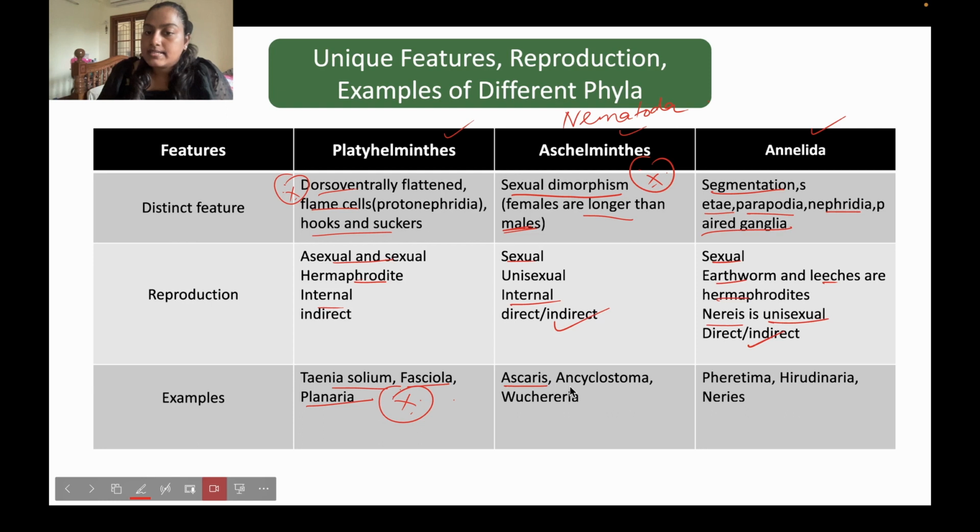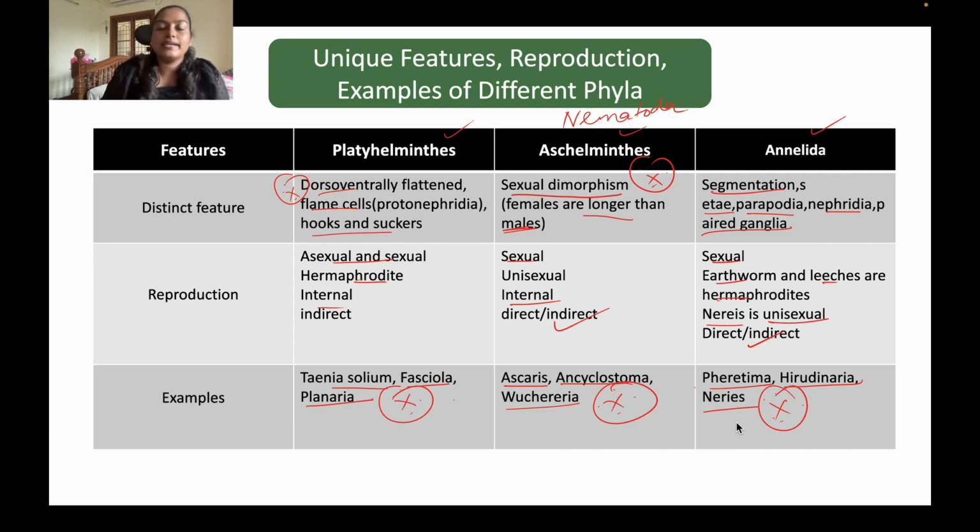Aschelminthes: Ascaris, Ancylostoma, and Wuchereria. Very, very important. Wuchereria is what causes elephantiasis, right? And then Annelida: Pheretima, Hirudinaria, and Nereis. Very, very important. Such beautiful hand-picked examples are given here. Keep these things in your mind. Very important, my dear kiddos.